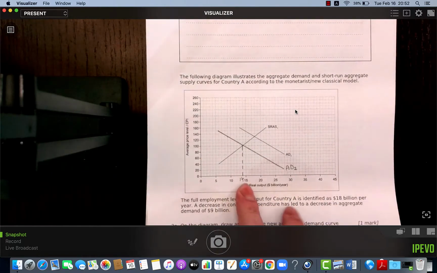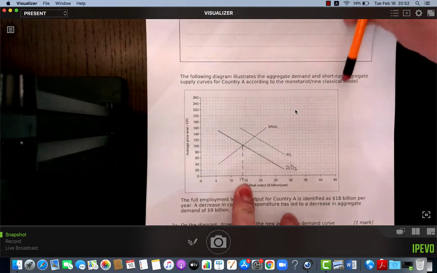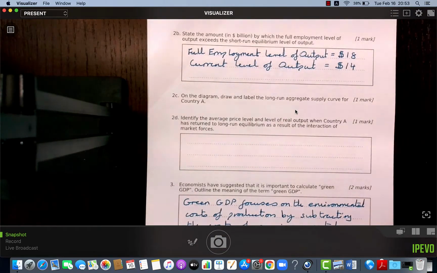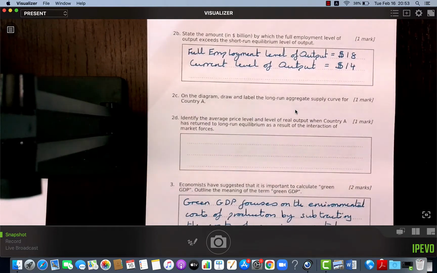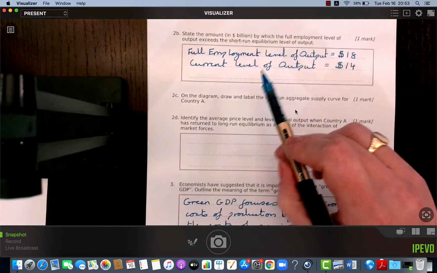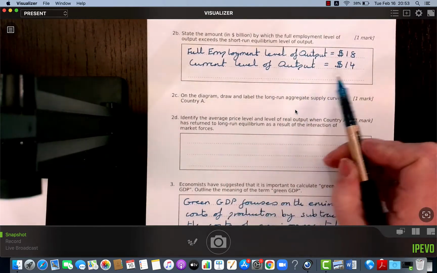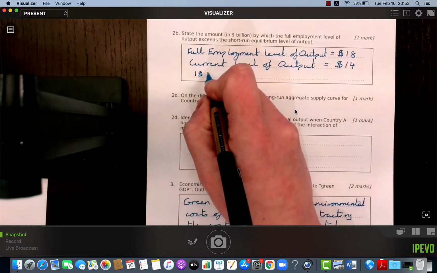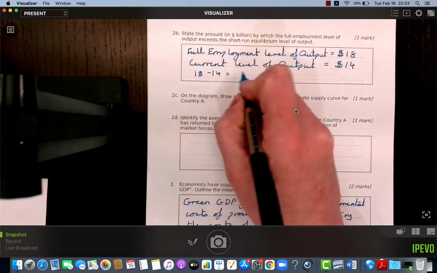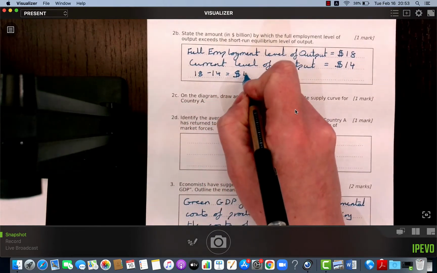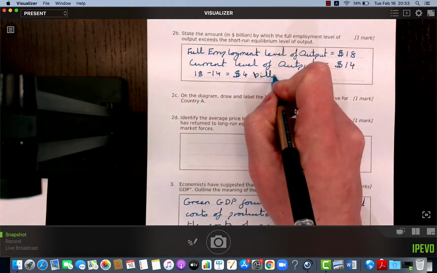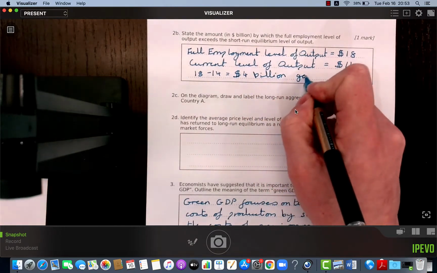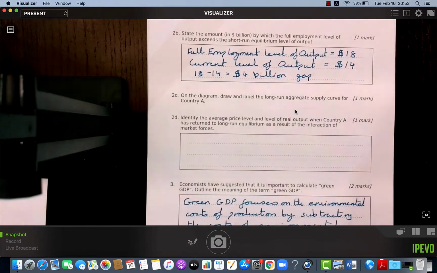So what I'm going to do now is move this page over. Make sure you can see that. So as I said, the full employment level of output is 18 billion. The current level of output is 14 billion. So all it is simply 18 minus 14, which equals $4 billion of a gap. Okay, that's all it is. I hope that makes sense, and there's nothing crazy or weird or wonderful about that.